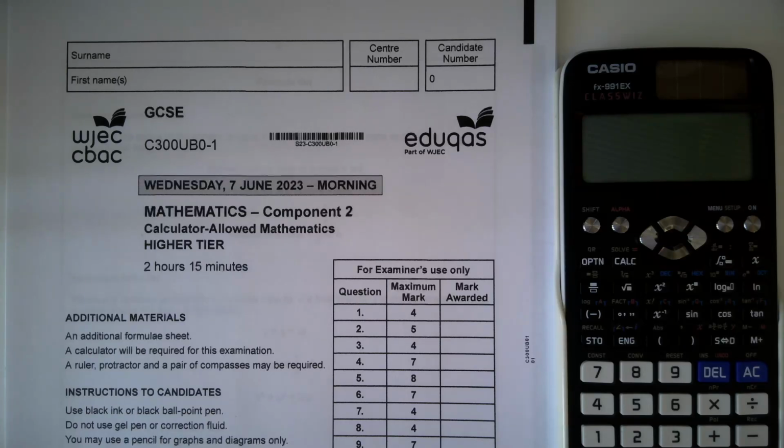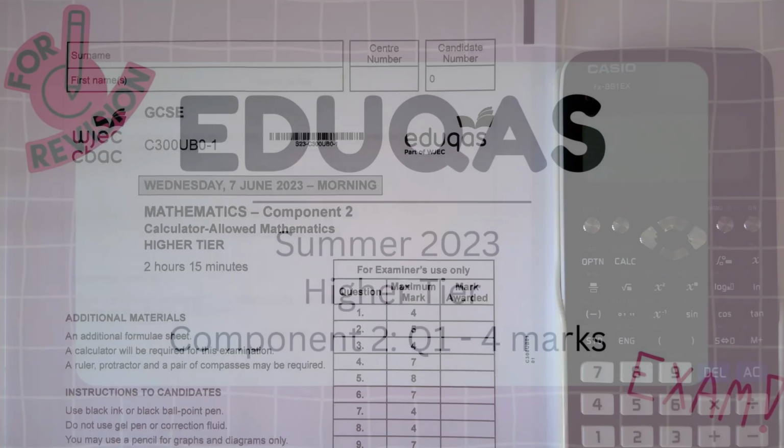Eduqas Component 2 papers are calculator papers, so a calculator should be used. A little disclaimer: there may be more than one way to answer a question. The methods shown in this video are not the only way some mathematical skills can be applied. Okay, let's get started.